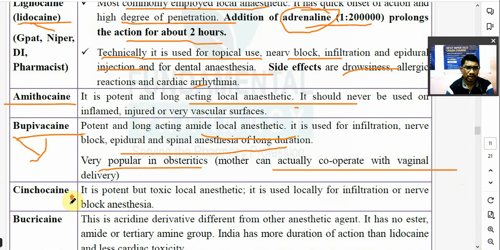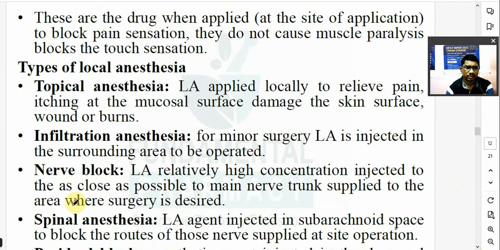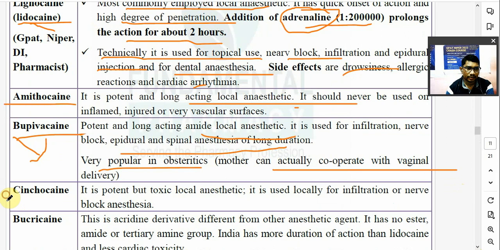Next drug is nothing but cinchocaine. You can get a question on this: which local anesthetic drug has a quinoline ring in the structure? Cinchocaine has a quinoline ring in the structure. It is a potent but toxic local anesthetic. It is used locally for infiltration or nerve block anesthesia. So cinchocaine has a quinoline ring in the structure.